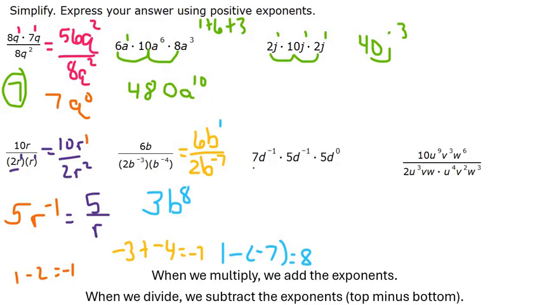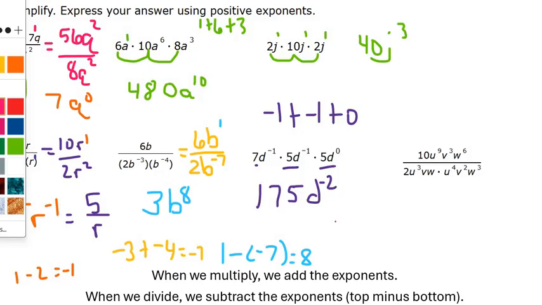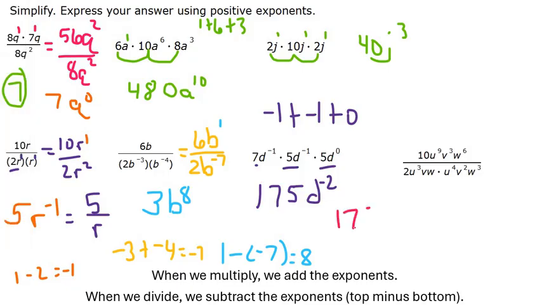And for the next question, we'll start with the coefficient. 7 times 5 times 5. That is 175. And for the exponents, we add them up. So negative 1 plus a negative 1 plus 0 is negative 2. So we have 175 d to the negative 2. But they do not want negative exponents. So we're going to have to change where it is. And we'll put it on the bottom. So this is going to be 175 over d squared.